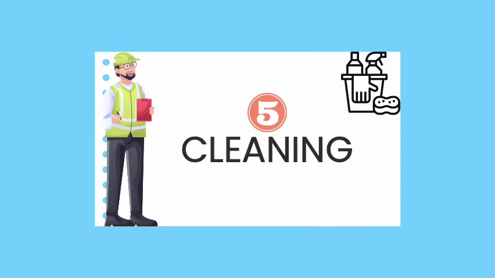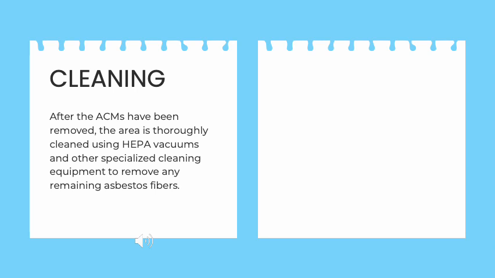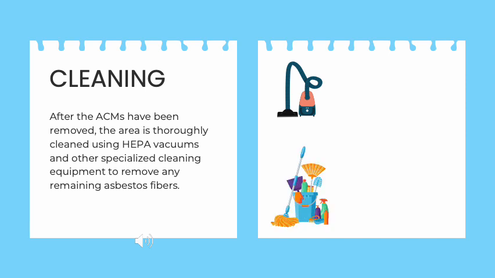Cleaning. After the ACMs have been removed, the area is thoroughly cleaned using HEPA vacuums and other specialized cleaning equipment to remove any remaining asbestos fibers. It is crucial to emphasize that brooms must never be utilized during asbestos work, as they pose a risk of agitating asbestos fibers and causing them to become airborne.